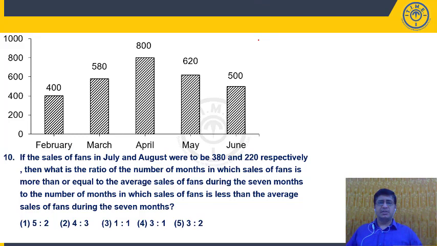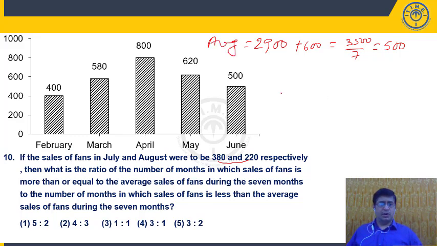My dear friends, actual total number is equal to 2900, and here 380 plus 220, how much is it? It is 600. When you add 600, what is the result? It is 3500. How many months? 7 months. Now what is the average? Average is equal to 500.